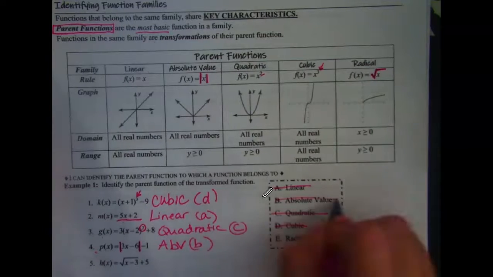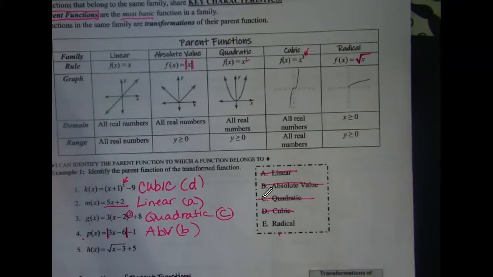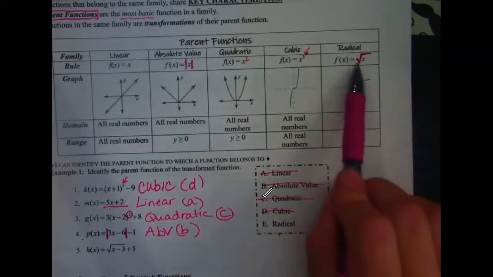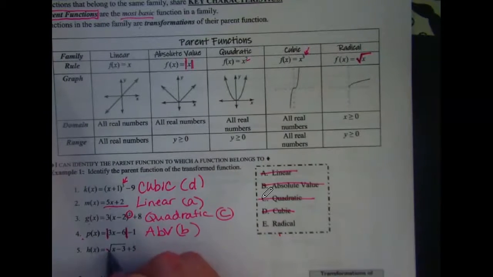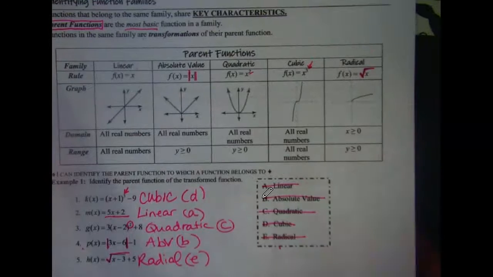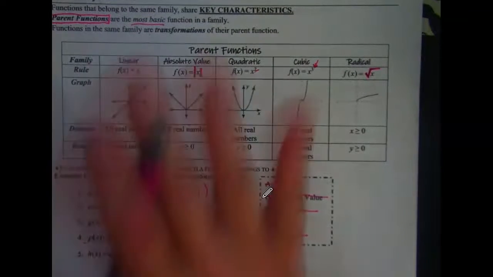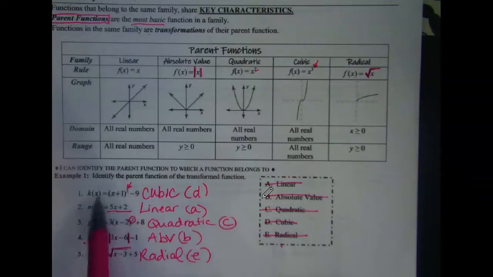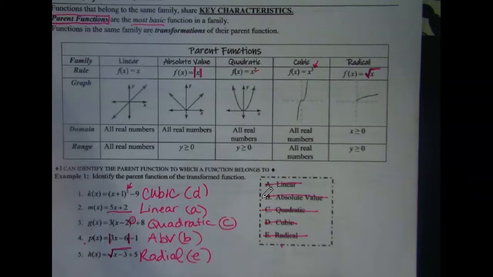That is B. And then the last one, it says it's going to be radical, but let's just check to make sure. So do I see the radical symbol in this one? I do. I see it right here. So this is automatically a radical, and that is letter E. So that's the most basic part of this, is looking at the parent functions and then giving some transformations of them and identifying which type it is.